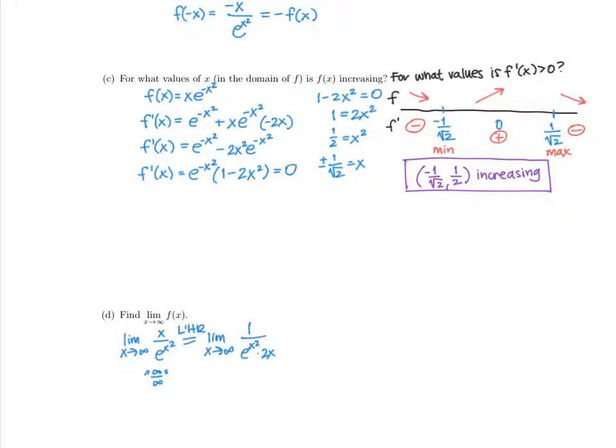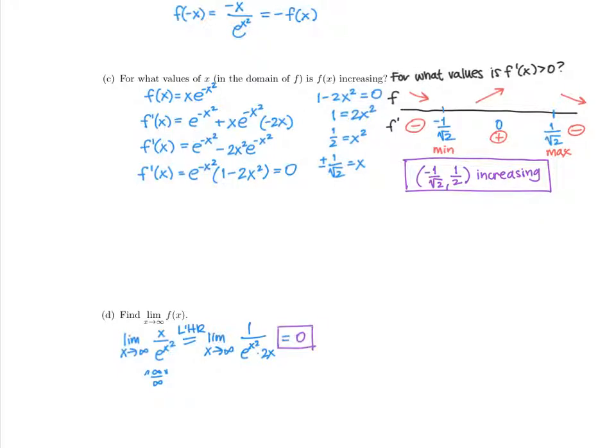Anytime I do L'Hopital's rule where I have a polynomial in either the numerator or denominator, that's great to me because I know that the derivative will eventually disappear, go to 0, or at least go to a constant. So this one iteration of L'Hopital's rule leaves me with the limit as x approaches infinity of 1 over e to the x squared times 2x. The denominator, of course, is growing without bound. The numerator is 1, so we have 0.